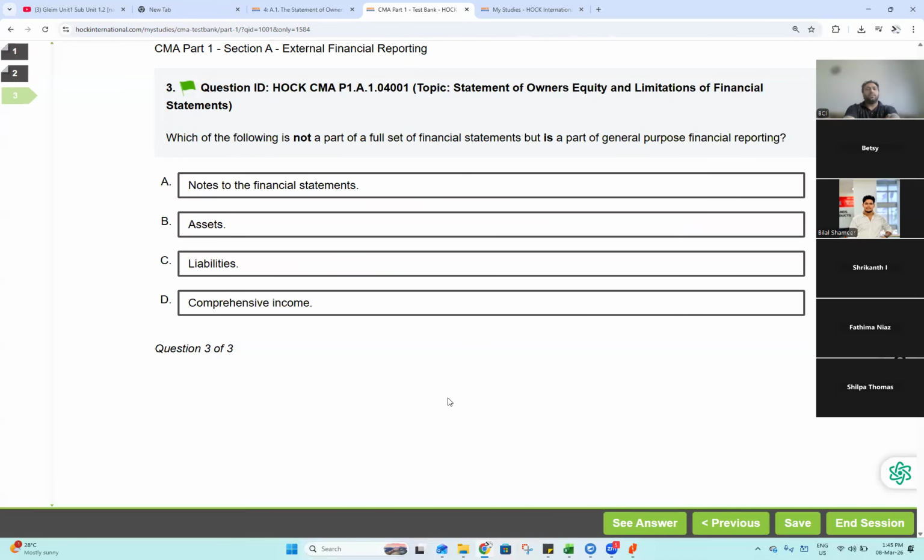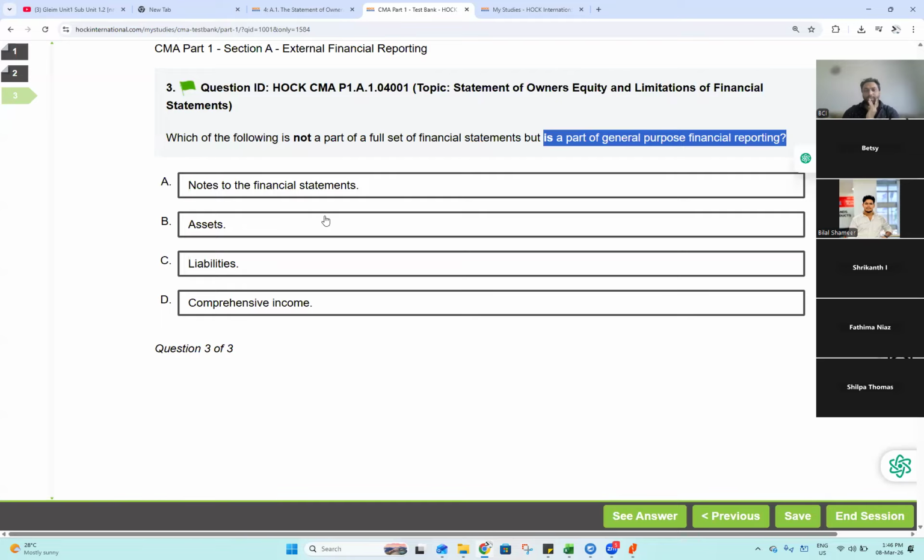Next. Which of the following is not a part of a full set of financial statements, but is a part of a general purpose financial report? Comprehensive income? When we say full set of financial statements, not a part of it, no? Yeah, notes. But it is a part of the general purpose financial report. Yeah, notes.